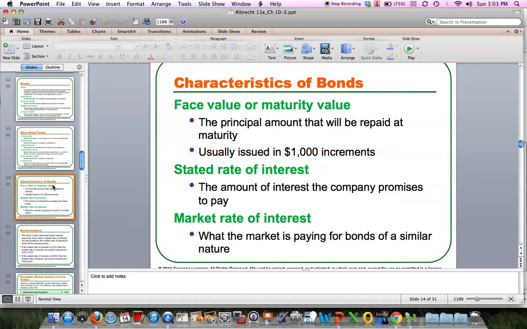So when a bond is issued, it's issued for a stated rate of interest. Now there's also the market rate of interest, and that is what the market will pay for a bond of that type. Market rates of interest change daily, and so almost always the market rate of interest will be different than the stated rate of interest. It's very rare that they'll be the same. Almost always they're different, just because the market rate of interest changes all the time.